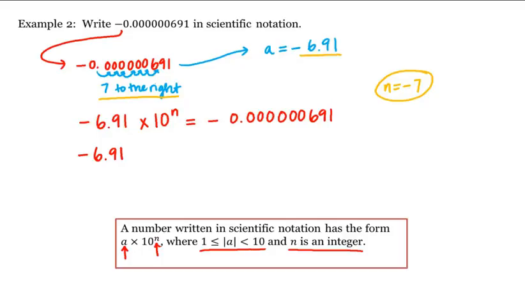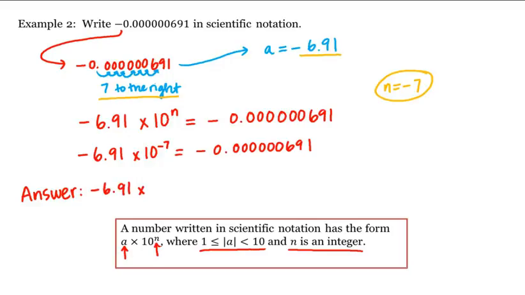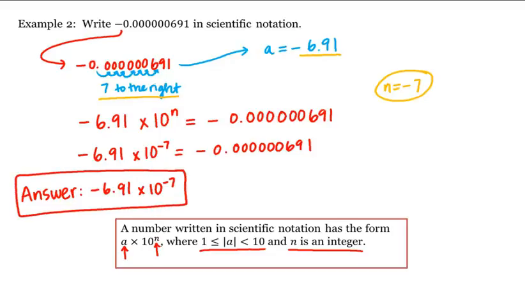That is, negative 6.91 times 10 to the negative 7th power is equal to negative 0.000000691. So our answer then is this, negative 6.91 times 10 to the negative 7th power. And again, let's check or verify that this is true.